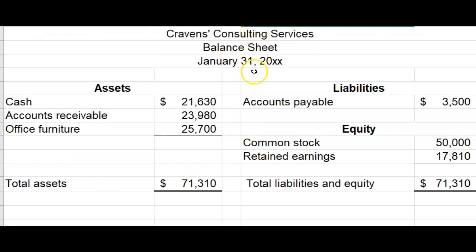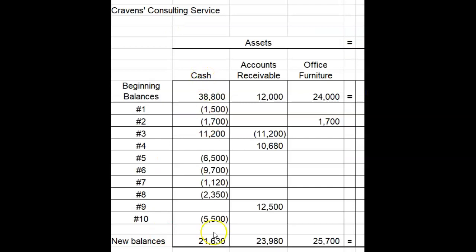Here's our three-line heading: Craven's Consulting Services, Balance Sheet, January 31st, 20XX. The asset section looks like this, and total assets are $71,310. These account titles and dollar amounts are taken from the worksheet. Cash, $21,630. Accounts receivable, $23,980. And office furniture, $25,700.